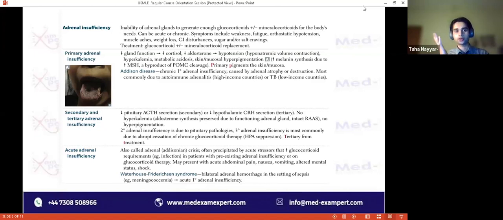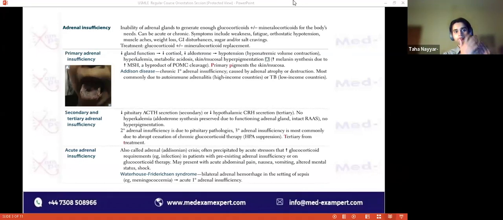So these layers are important, and each layer produces a specific hormone that you should know and memorize. Also, before going through adrenal insufficiency, I think you should know the hypothalamic pituitary axis, the hypothalamus pituitary adrenal axis, the HPA axis.